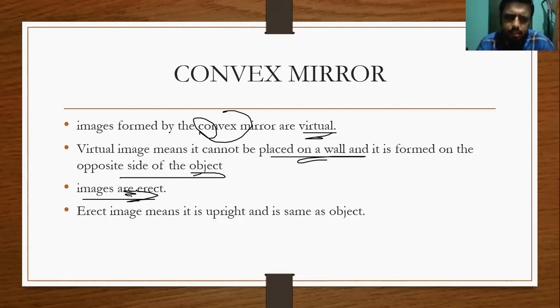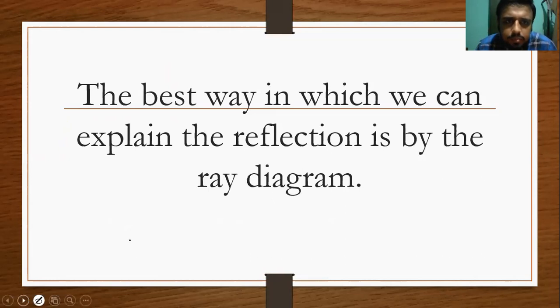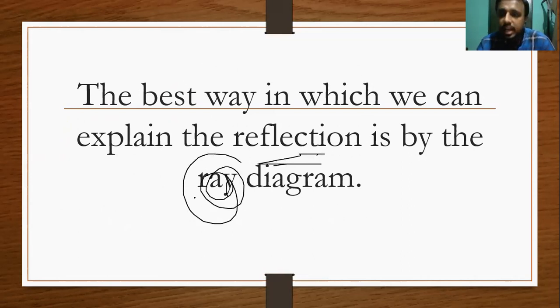The images are erect. An erect image means it is upright and the same way up as the object. Objects are generally placed in an upright position, so the image is also formed upright, close to the same size. The best way to explain reflection is by a ray diagram. A ray diagram is the best way in which we can explain the reflection of light.